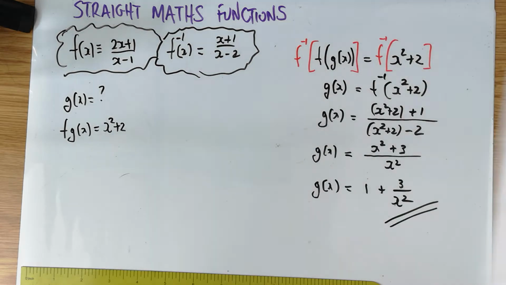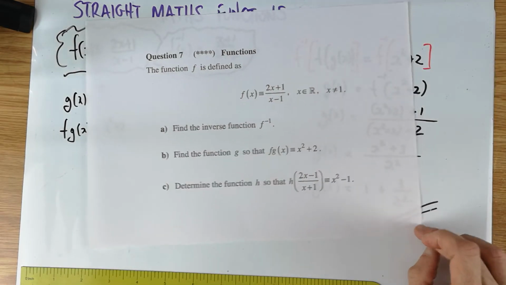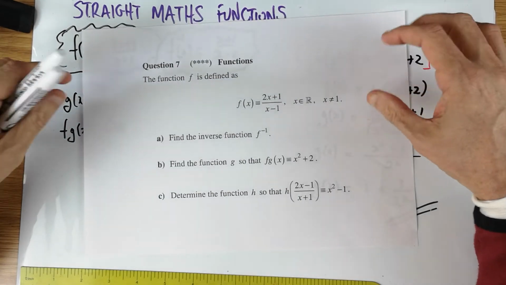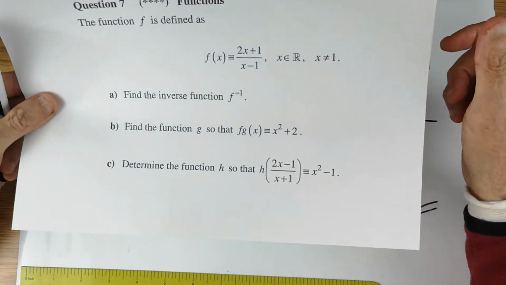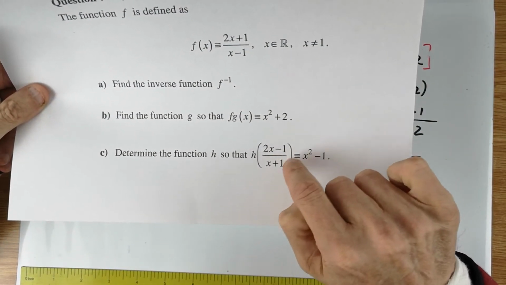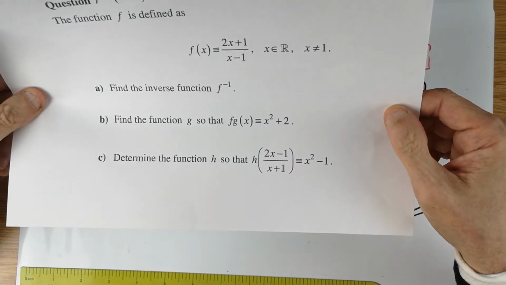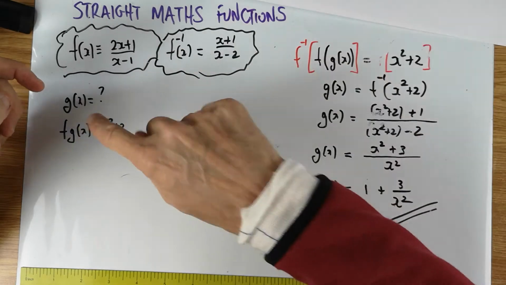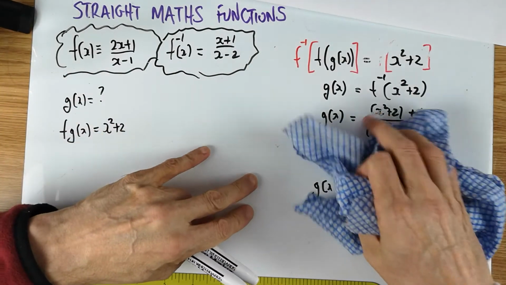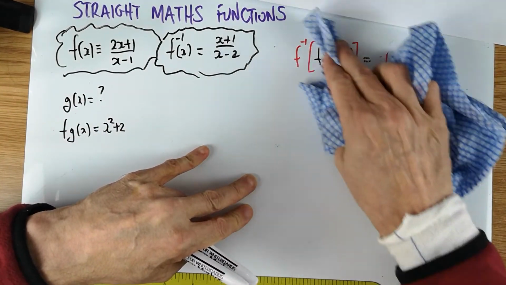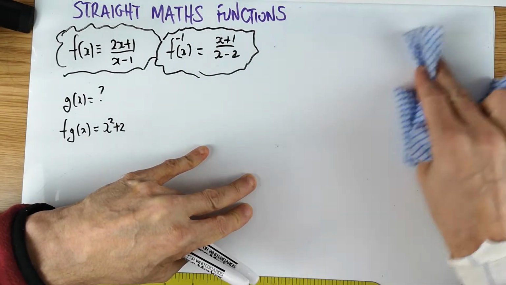Okay, let's have a look at the third bit. It says, determine now a function h, a third function, so that h of (2x minus 1) over (x plus 1) is x squared minus 1. Okay, I'm going to write it down again here on the side. Let's clear this space and see what it is actually asking us.